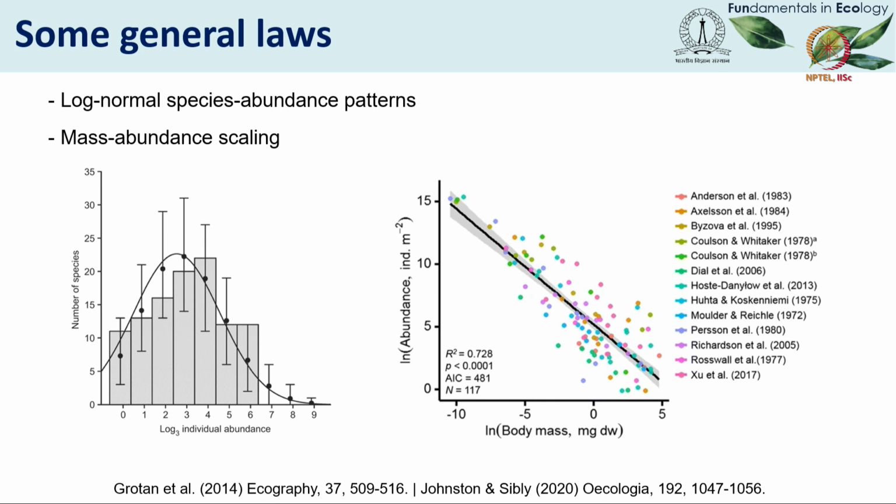You also see things like mass abundance scaling, where large species tend to be rare, small species tend to be common. So if you have body mass on the x-axis on the log scale, and you have abundance on the y-axis also on the log scale, then the relationship between body mass and abundance follows a linear pattern, where larger species tend to be rarer, have lower abundances, smaller species tend to be more common. And this is again a pattern that we see repeating itself across taxonomic groups, across locations.